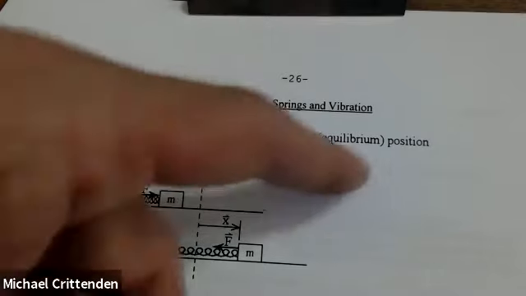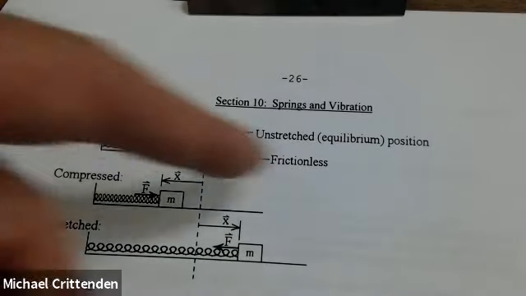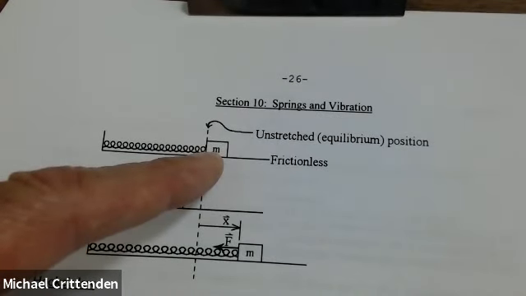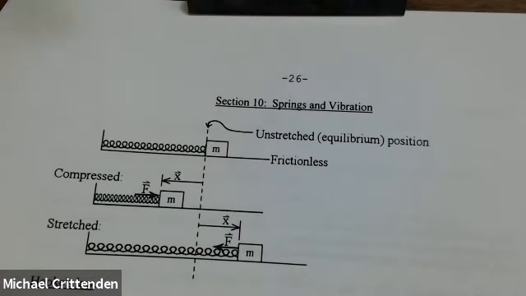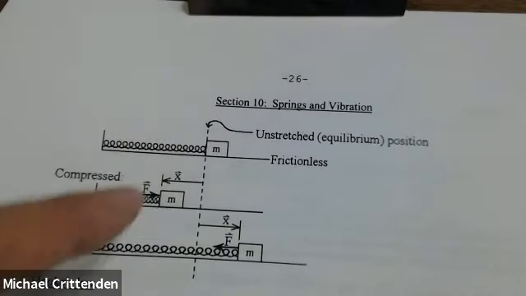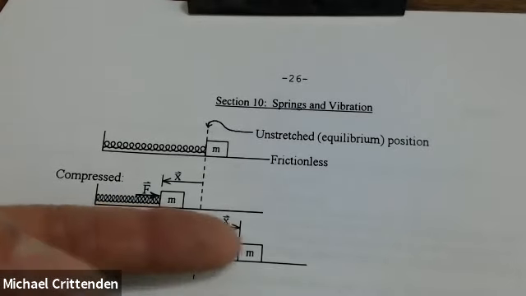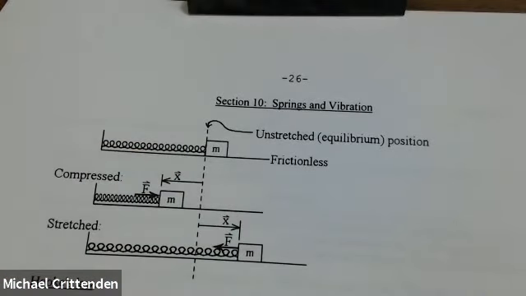So let's look at the simplest case, which is where it's going back and forth on something like an air track. So here you see the mass in its equilibrium position, which, as I mentioned earlier, means you could let go of it there and it wouldn't move. It would remain at rest. If you push the mass to one side, compressing the spring, it pushes back toward equilibrium. If you pull it the other way, so the spring gets stretched out, it pulls the mass back toward equilibrium.